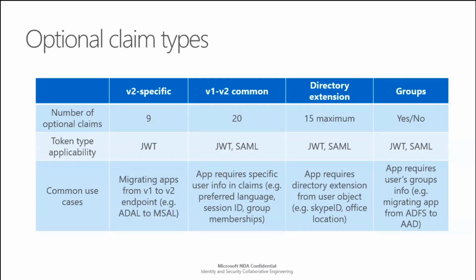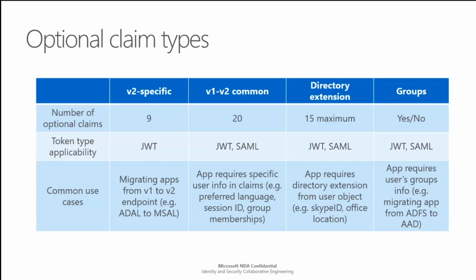And why are we talking about optional claims? Why are they optional in the first place? Well, one of the goals of the Microsoft Identity Platform and the V2 endpoint was smaller token sizes. As a result, a bunch of claims that used to be included in the V1 ID and access tokens are no longer included by default in the V2 tokens.